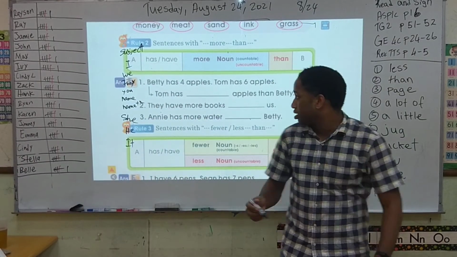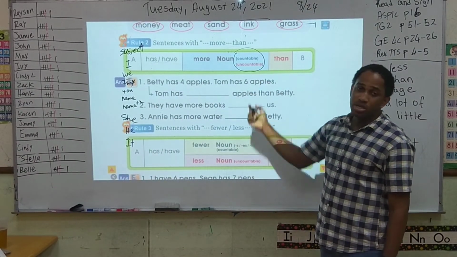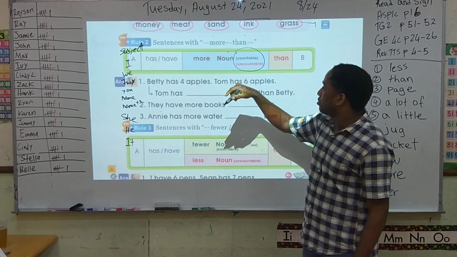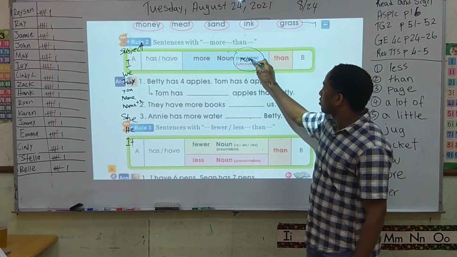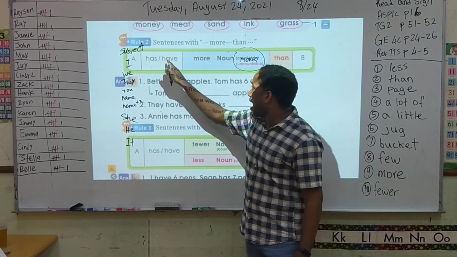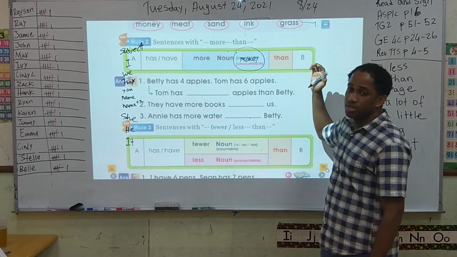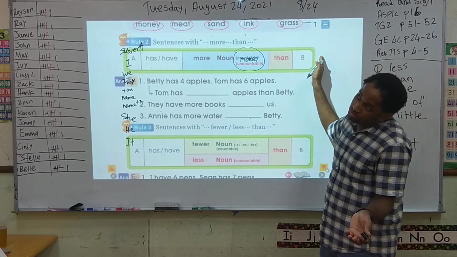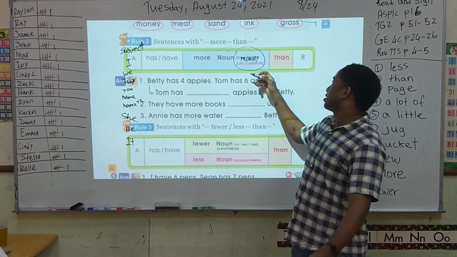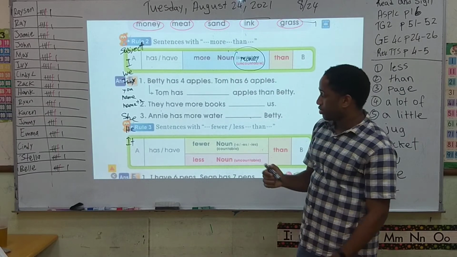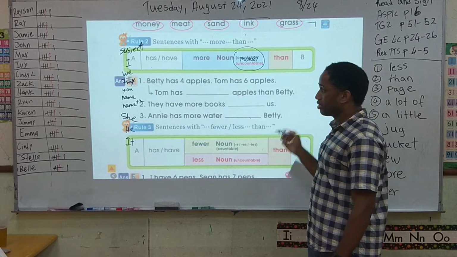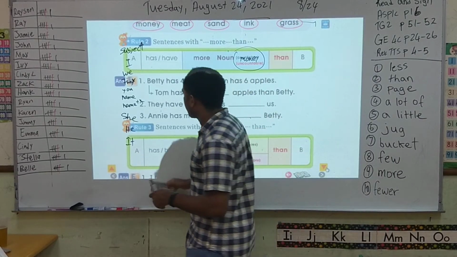More than. There you have both countable and uncountable nouns with than. So let's see, I have more money than Tom. Or you can say, we have more books than others. Or they have more water than the boys. Or you can say, she has more apples than her brother. Good. So, more than.